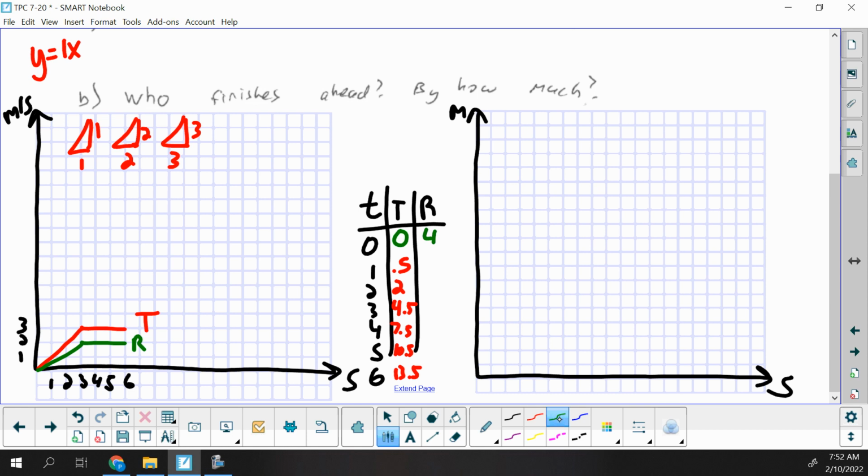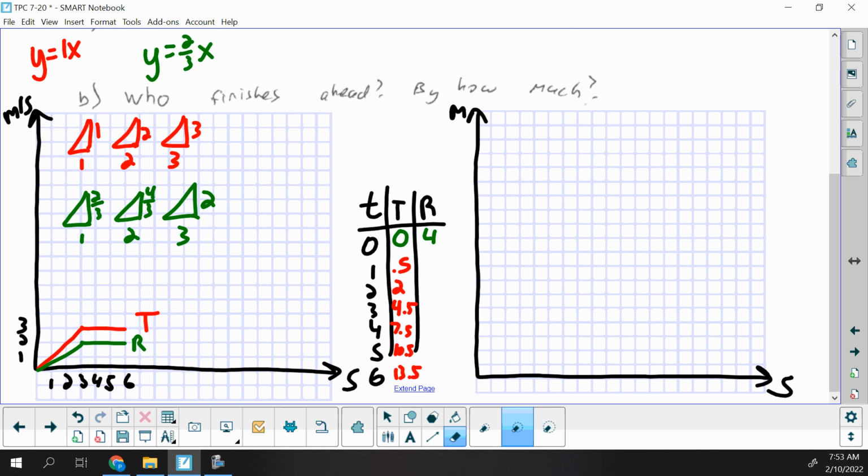For Rumba, also 3 triangles with bases of 1, 2, and 3. So he goes up 2 and over 3, so that's y equals 2/3 x. When you sub in 1, you get 2/3. When you sub in 2, you get 4/3. When you sub in 3, you get 2. 1 times 2/3 divided by 2 should give you 1/3. But we had already started at 4, so that should be 4 and 1/3. So we're tacking it on to the original.